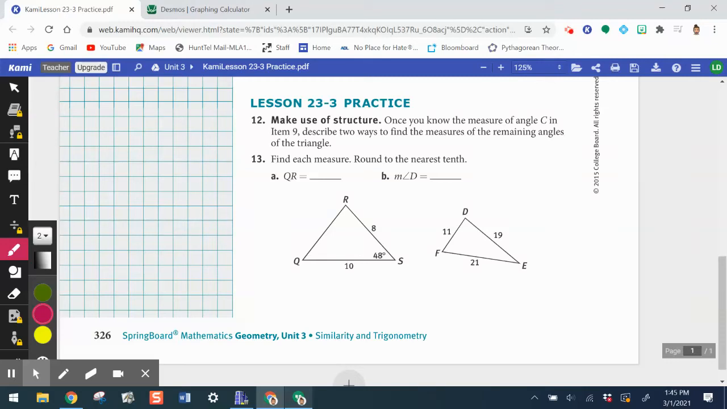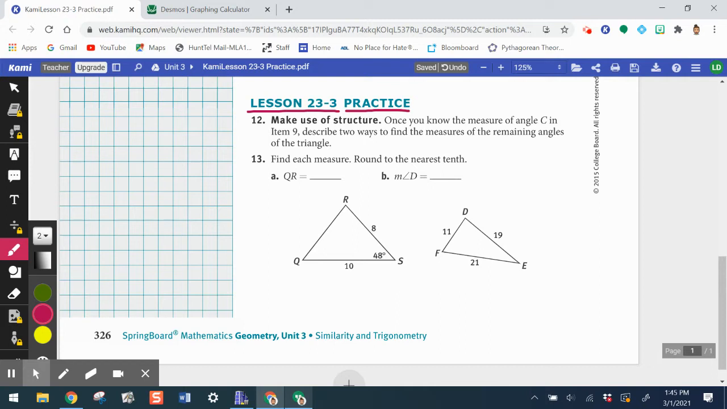Well, hello everyone. We are on page 326 in our text, looking at lesson 23-3, practice. We just learned the law of cosines, coming off the tail end of learning the law of sines, and now we have two incredible ways to solve triangles. So now let's look at item 12.